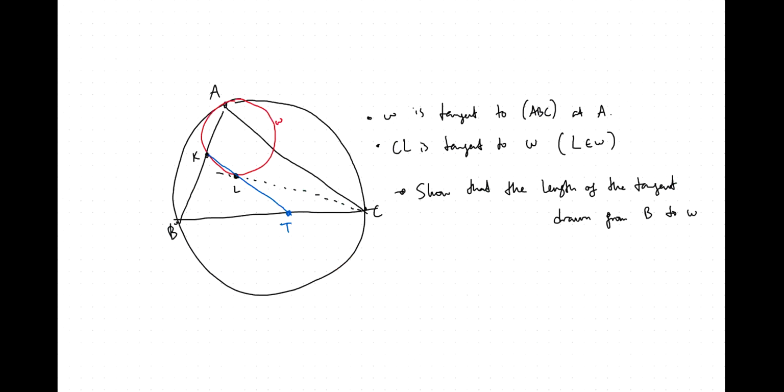So the question says, prove that this length is equal to BT. Show that the length of the tangent drawn from B to omega is equal to BT. This is what it wants you to prove.